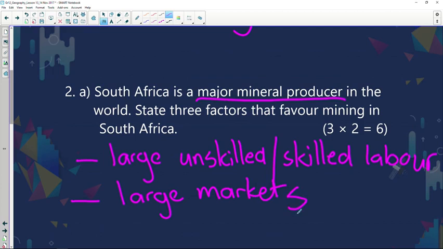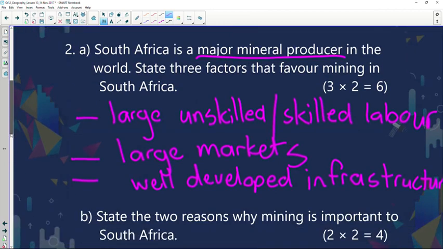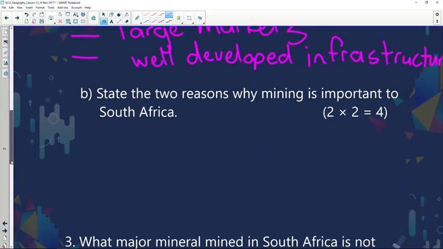And our third reason is we have well-developed infrastructure. So that promotes mining in South Africa. And when I talk about infrastructure, I'm talking about our roads, electricity and water supplies.